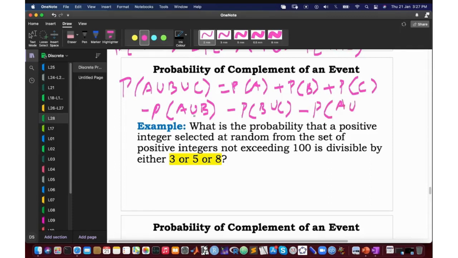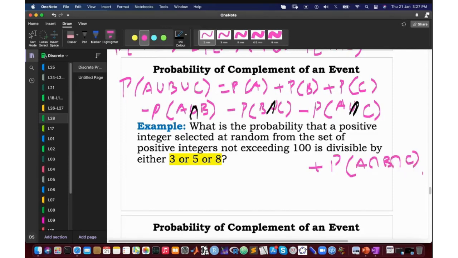Sorry, it's not union, here it is intersection. This is intersection, boys and girls. This is intersection. This is intersection. Okay, so it's intersection there. So A intersection C. And then you need to add the probability of A intersection B intersection C.